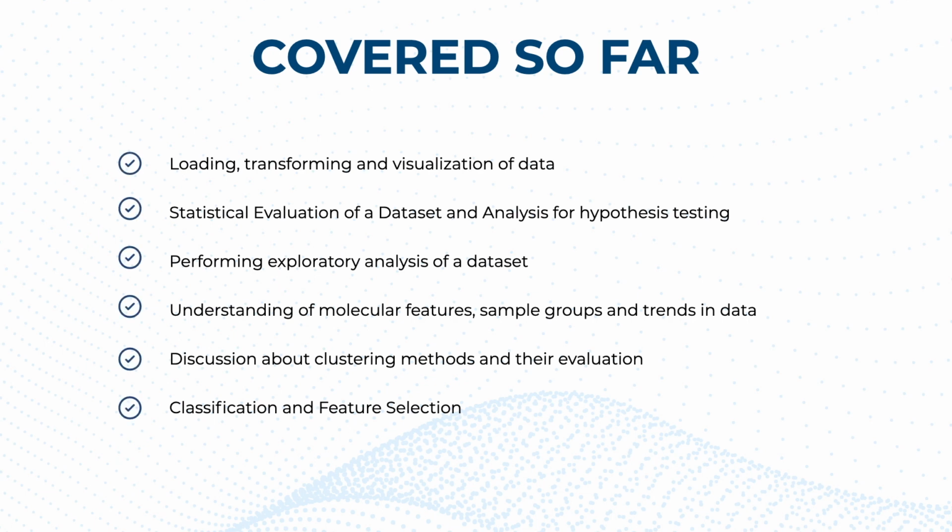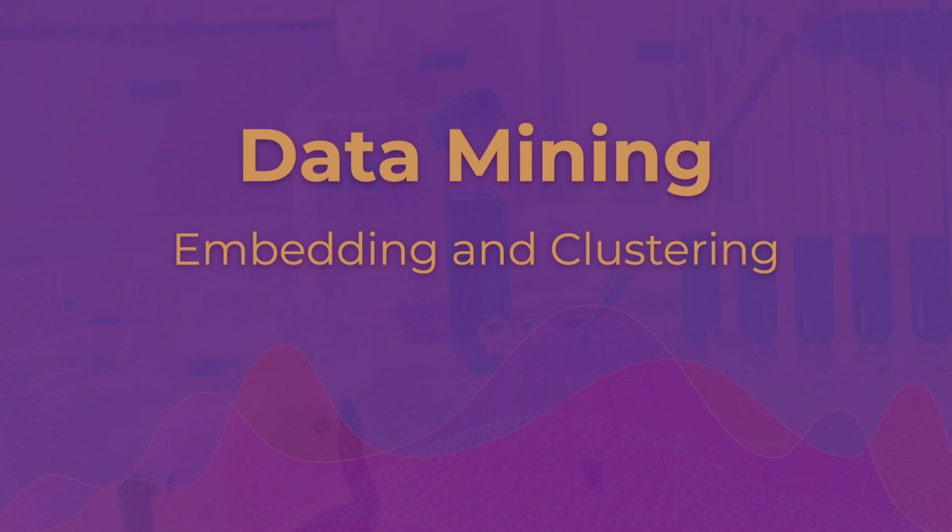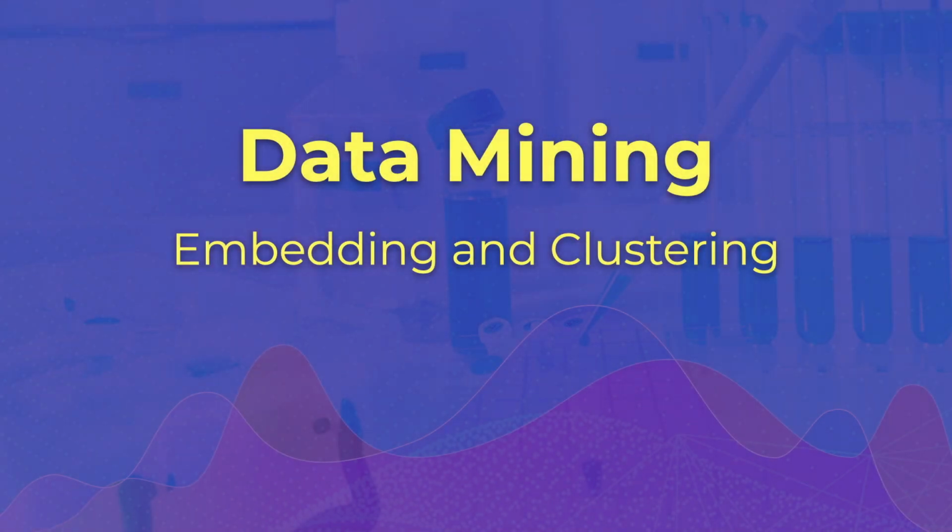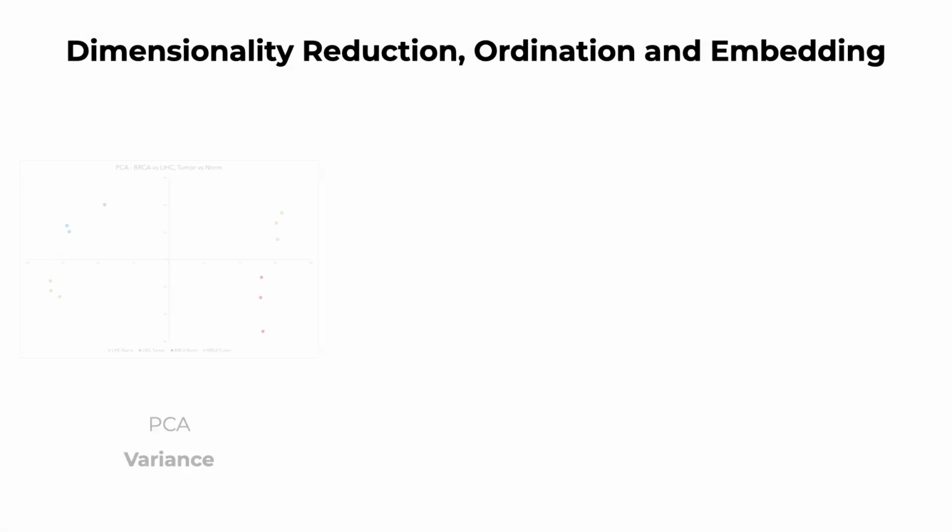Briefly, let's review some of these topics to understand how they are all connected to each other and what were the major outcomes from each one of these exercises. First, let's talk about data mining, dimensionality reduction or embedding, and clustering. We briefly covered three different methods: PCA, which reduces dimensionality of the full dataset to preserve data variance.